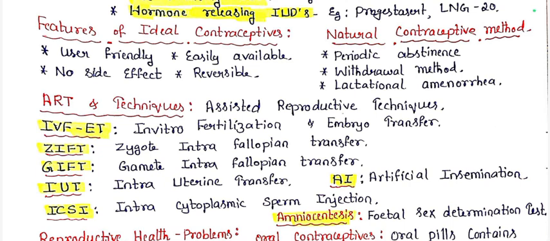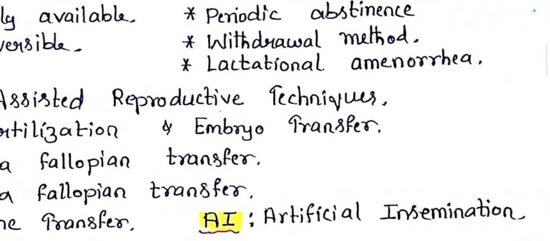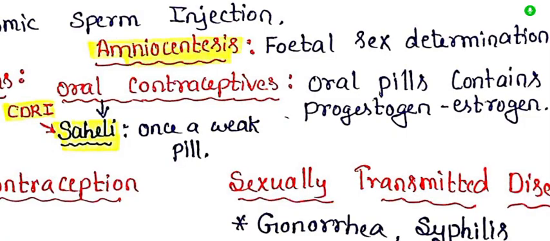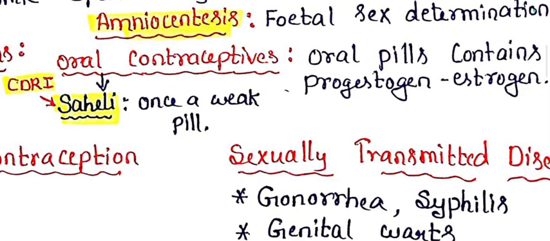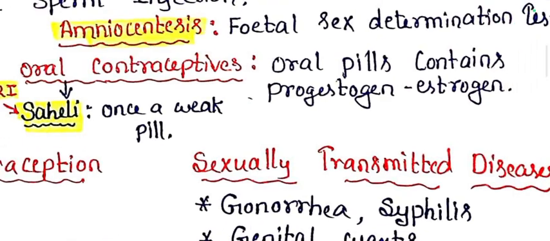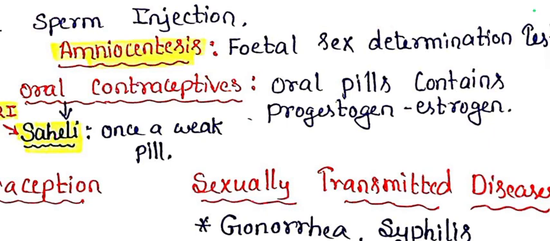Natural contraceptive methods are three. It includes periodic abstinence, withdrawal method, and lactational amenorrhea. Remember, Saheli is a once-a-week pill developed by CDRI, and it's an oral contraceptive. Oral contraceptives are pills made up of progesterone and estrogen hormones.